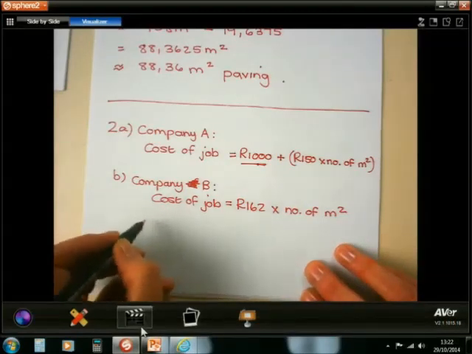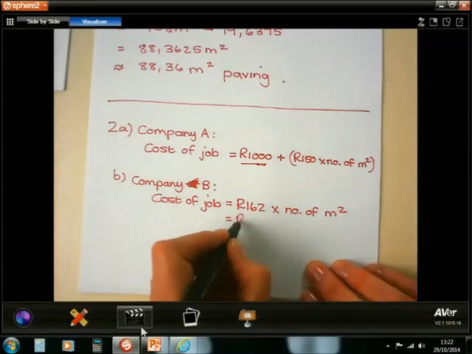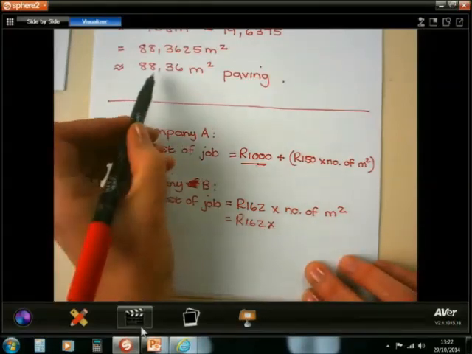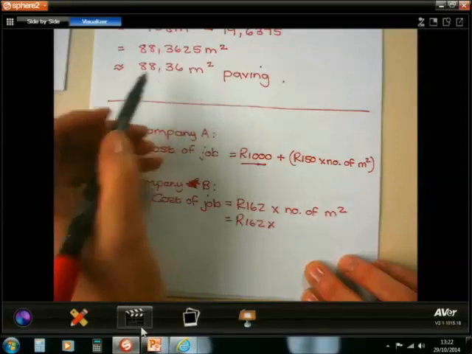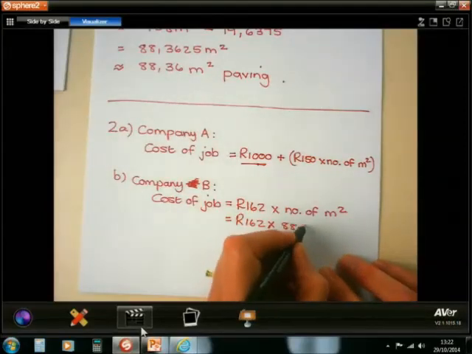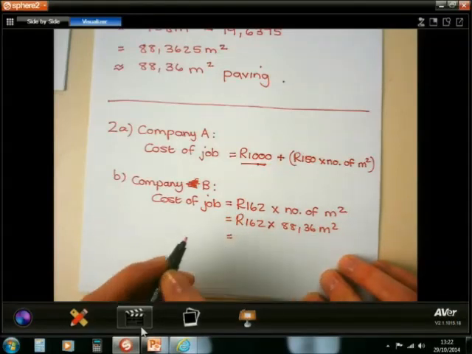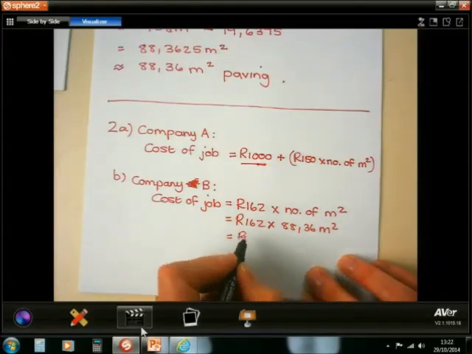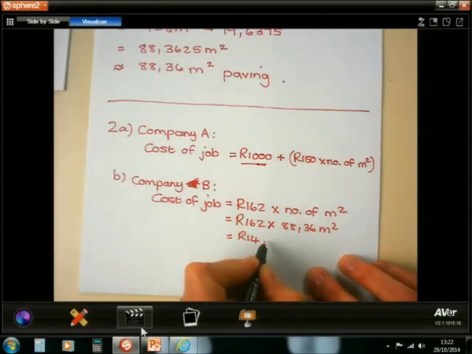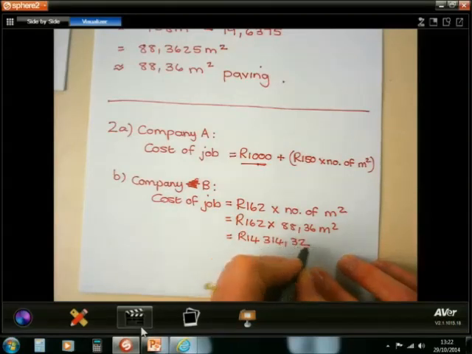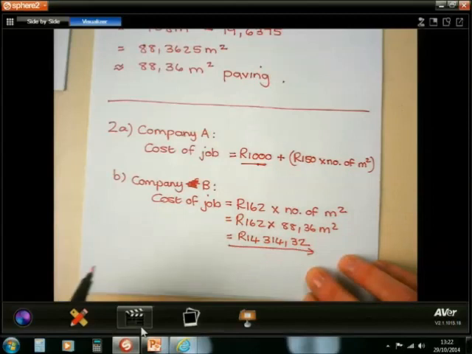Let's do Company B since we've got the formula right here. It's 162 Rand times how many square meters? If we go back to our previous question, it was 88,36 meters squared. And if we work out that answer, we get 14,314 Rand and 32 cents. That's the cost for Company B.